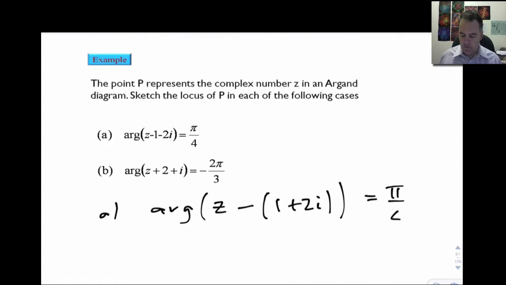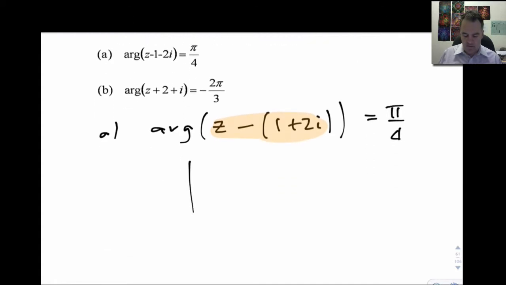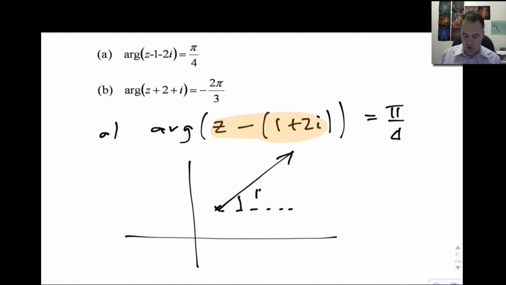So that's your first step: always get it so that it looks like Z minus that. You can also check minus 1, yes, and minus 2i, yep, that looks the same as the top one. So I can see now that we're talking about a half line that starts at the point 1 plus 2i. It starts at this point here, and the angle that it makes with the positive real axis is pi over 4.